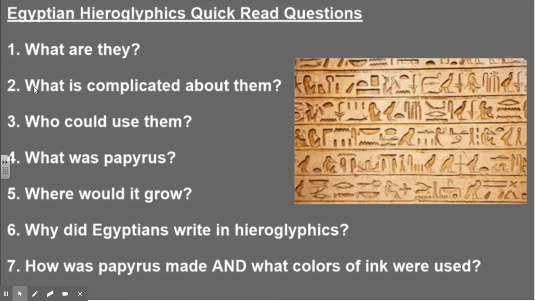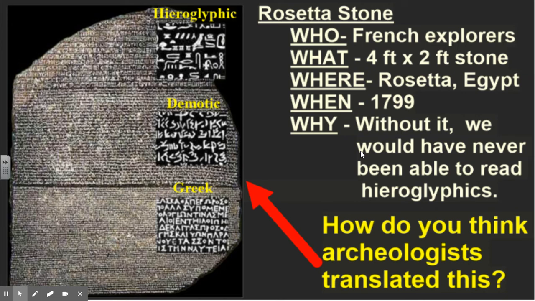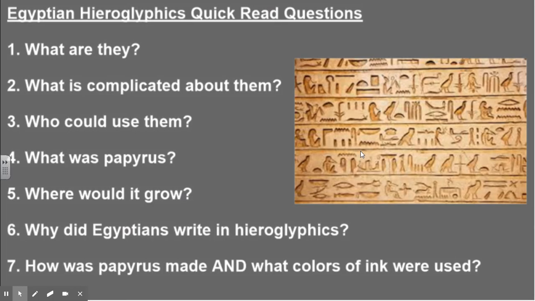Number 2, same deal. What is complicated about them? Well, you can just look at them and maybe think of an answer for that, but I also want you to read into the information about what is complicated. Okay? We know that it was complicated prior to this because nobody knew what they said until they figured out the Rosetta Stone. So that was obviously complicated itself. But even now, knowing what the images mean, there's still some complexities to it that I want you to figure out.